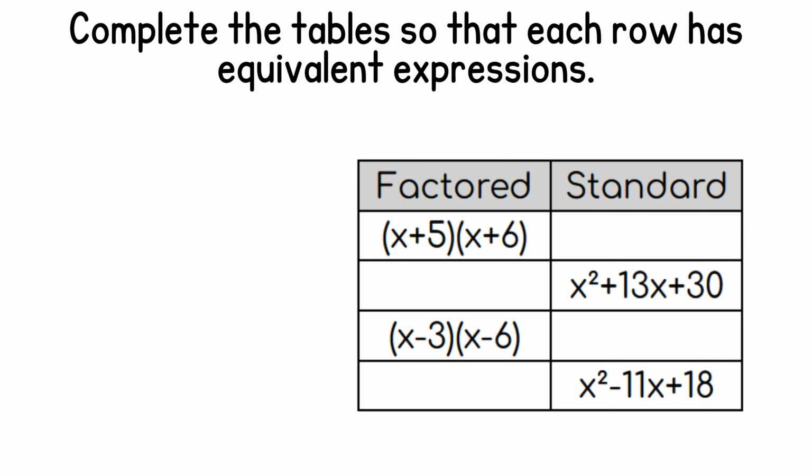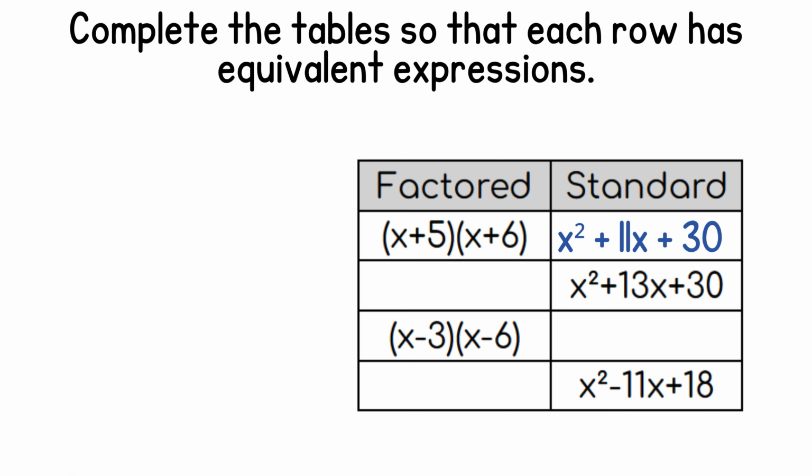We'll complete the table so that each row has an equivalent expression. Here's our first table, where two expressions are in factored form and two expressions are in standard form. Let's start by taking our factored form of (x + 5)(x + 6) and turning it into standard form. Our first term is x², and then our second term will be found by adding both of our constants together. So this will give us 11x, and then our last term will be given by multiplying our factors. So this will give us 30. Now we have this factored form in standard form as well.